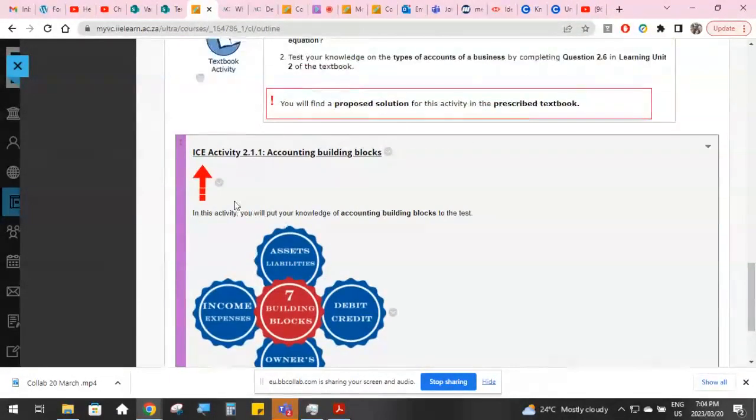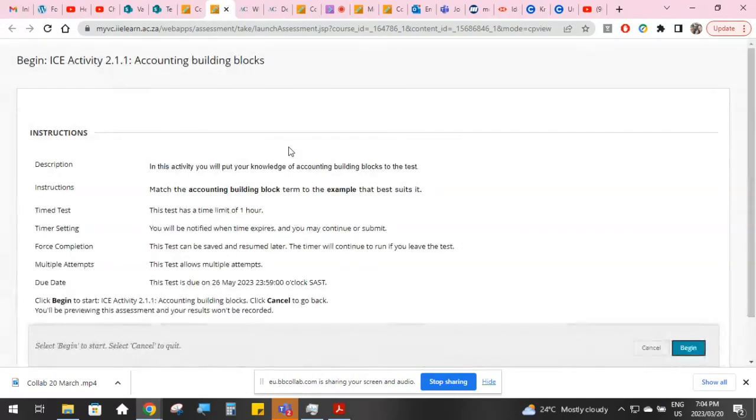So this is a test. It says click above the red arrow. So when you click on that, it will open up the test. And over here down on the right hand side, click begin, and it will take you into the test, and you can start working through it.